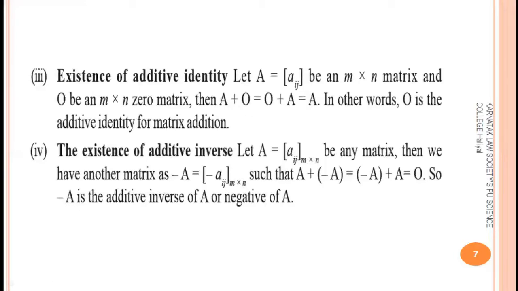Here in the matrix, if you add any matrix with a 0 matrix, that is denoted by 0, you will get the original matrix only. So here 0 is the additive identity for matrix addition.